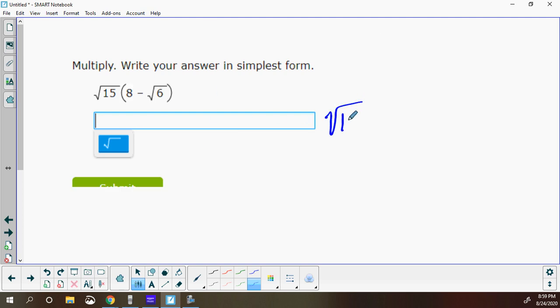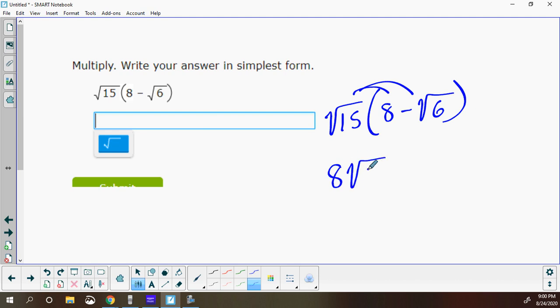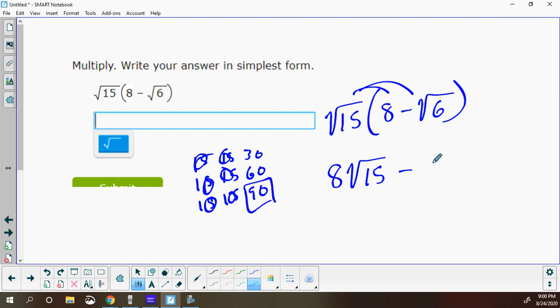So we got root 15, 8, root 6. Again, distribute. So 8 root 15, negative 6 and 15. Here's a little quick way to do that. You should know that 15 and 15 is 30. So if you had another set of 15s, that's 60. Another set of 15s will be 90. There's 1, 2, 3, 4, 5, 6 of those 15s, so it should be 90. So root 90. Again, side bubble thinking to do 6 times 15.